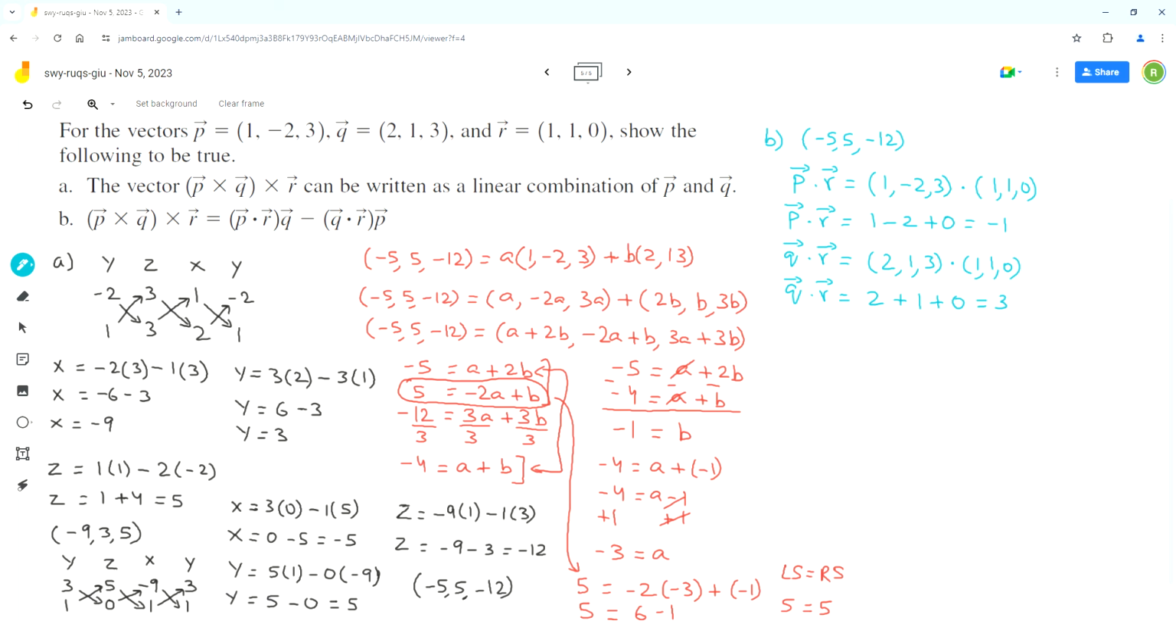Now we can multiply the dot product of P and R by vector Q, minus the dot product of vectors Q and R, which is 3, times vector P. Now we can simplify this vector expression. So we'll multiply the vector 2, 1, 3 by -1. So we'll multiply all three components by -1. And we'll multiply the other vector 1, -2, 3 by 3.